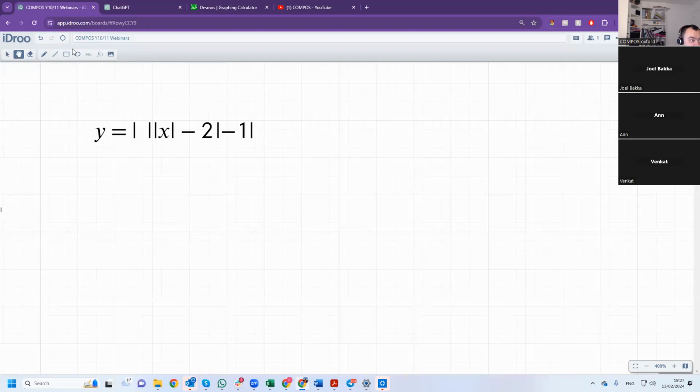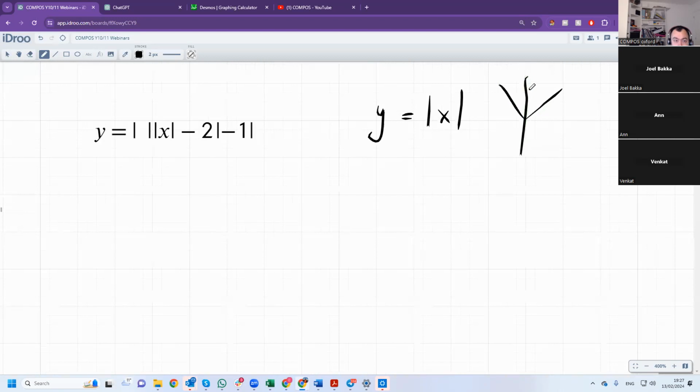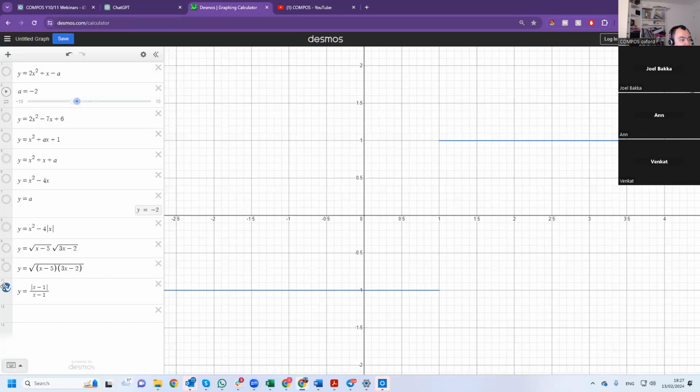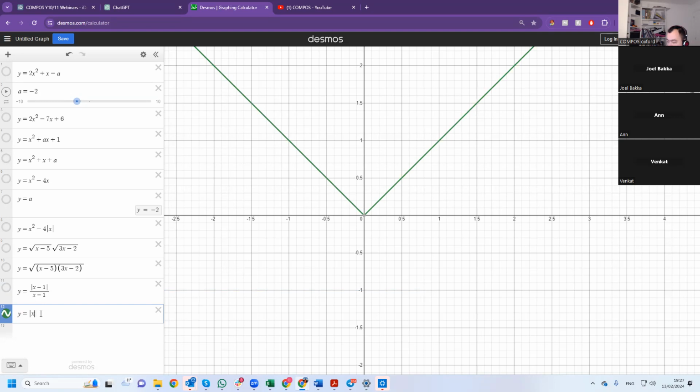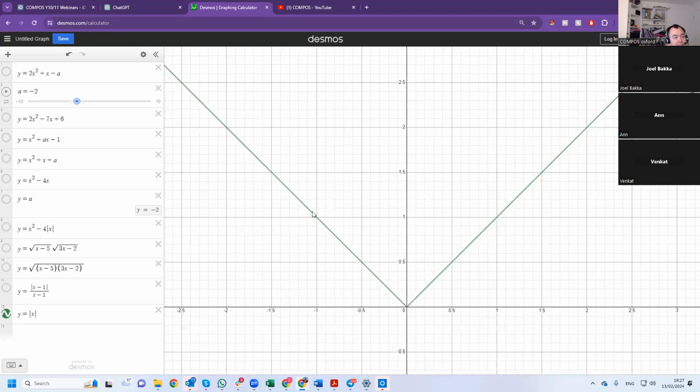So you start with y equals modulus x. Y equals modulus x is a graph that looks like this. X, y. So it's a graph that looks like this. So here it is, y equals modulus x. This is the graph.